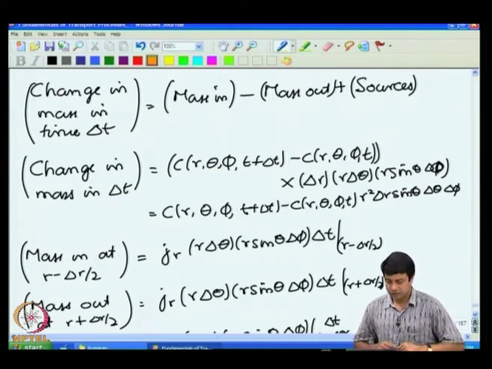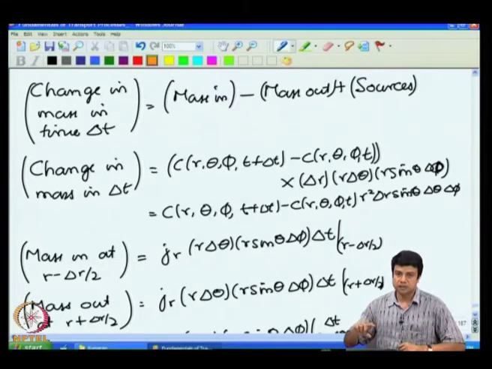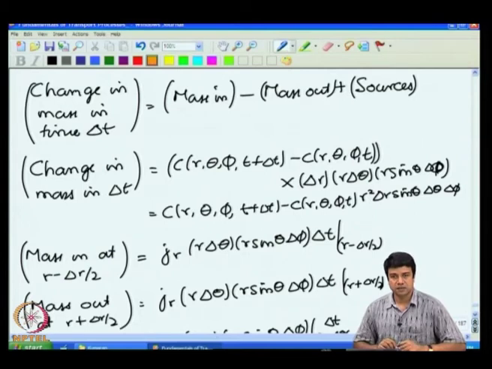Once you have that, you just write the balance equations as usual. Change in mass in time delta t is equal to c at r, theta, phi, t plus delta t minus c at r, theta, phi, t, multiplied by the volume itself. Volume is delta r in the r direction, r delta theta is the distance in the theta direction, and r sin theta delta phi is the distance in the phi direction.